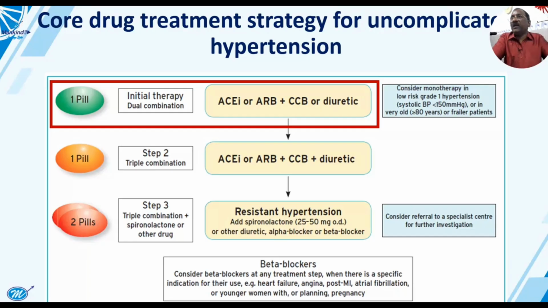Indapamide. Metabolically friendly diuretic. Most of the diuretics cause hyperuricemia, they cause dyslipidemia, they increase the blood sugar levels, so they disturb the electrolytes.